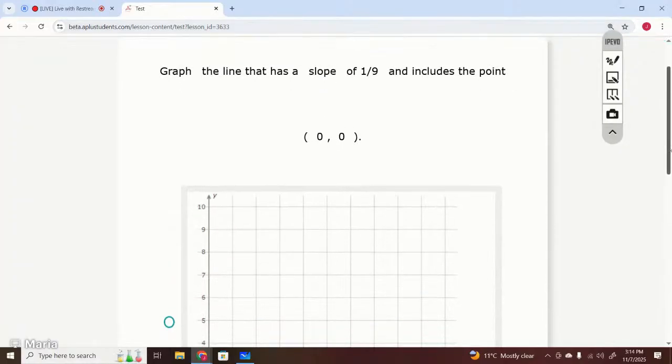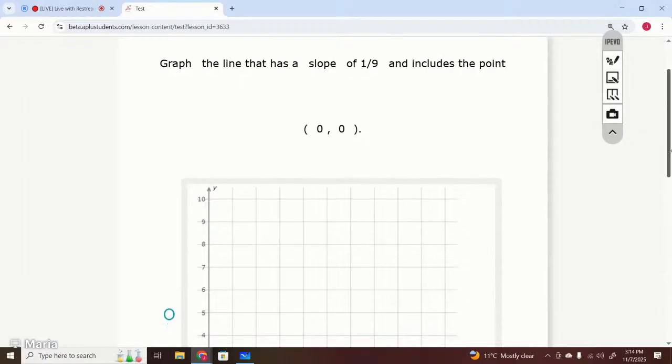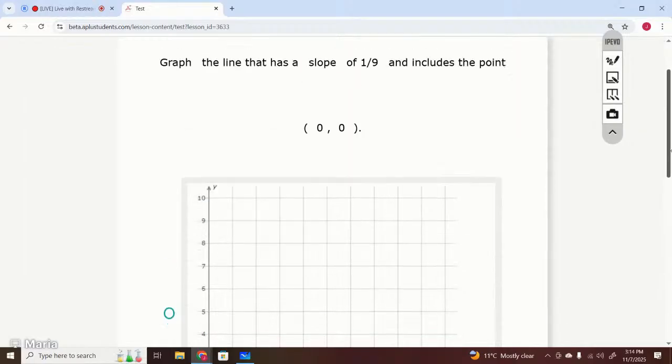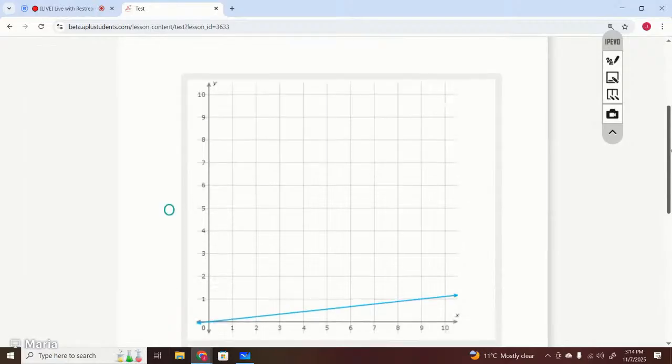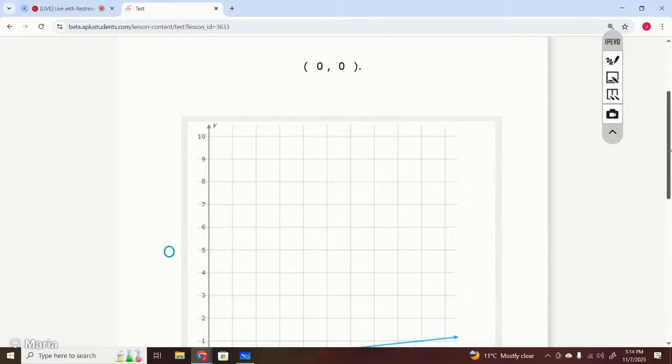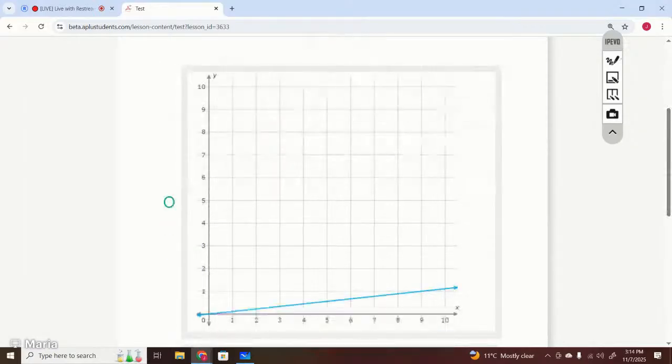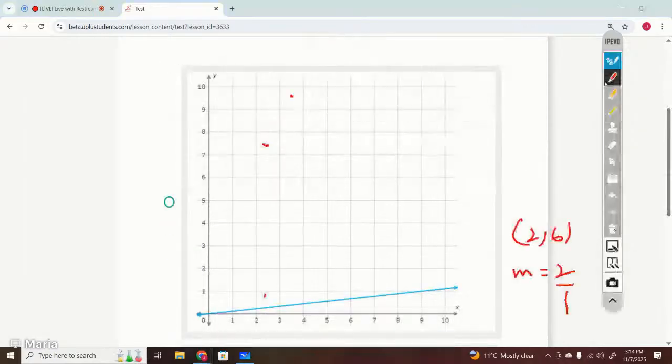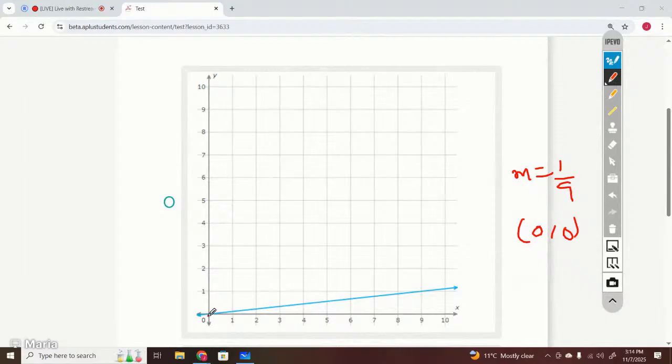Graph the line that has a slope of 1 by 9 and includes the point 0, 0. So slope is 1 by 9. The point is 0, 0. Here is the point 0, 0.